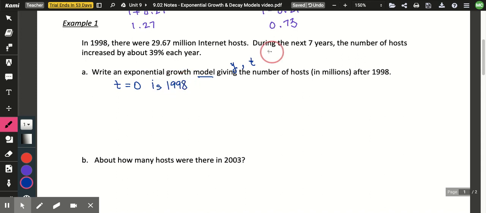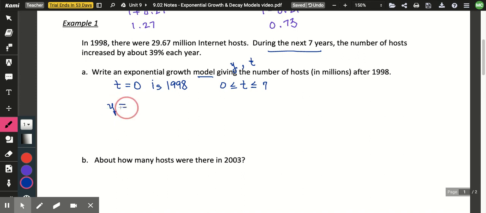It also tells me that this problem is only good for the next 7 years after that. So this model that I'm going to write is not valid for any t values that are outside of this domain here. So I want to go ahead and notate that as well. That's not always a necessity, but the way that this problem is worded, we do actually have to say that there. Okay, so now I'm ready to write my model.